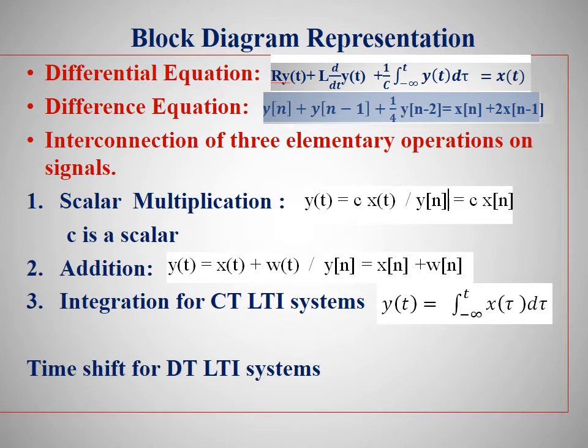And finally, the time shift for a discrete time LTI system, represented by y of n is equal to x of n minus 1. We have x of n. How could we obtain x of n minus 1? A shifting element is required, and this shifting element has been already introduced in problems as a block represented by S. This is the representation that we are going to employ. Let us go on in detail to each of these representations.